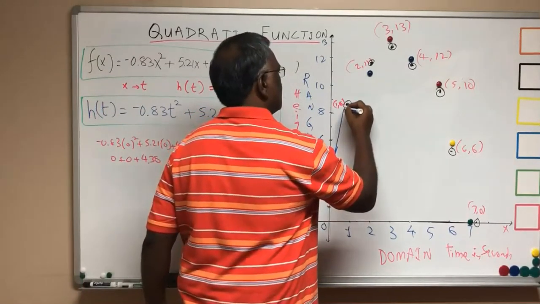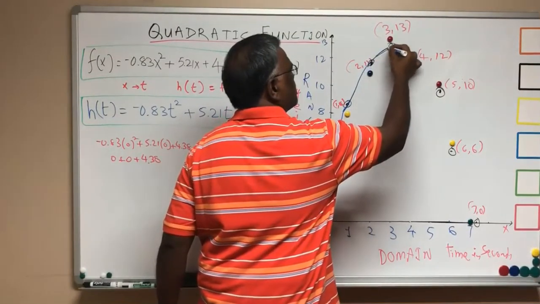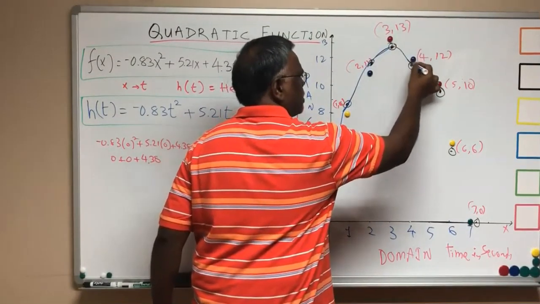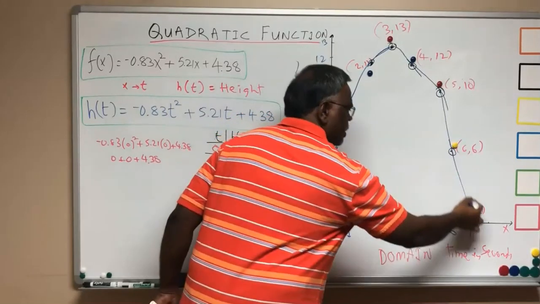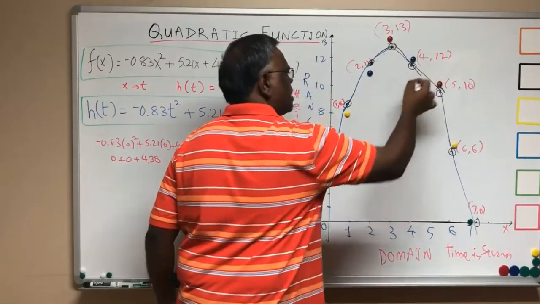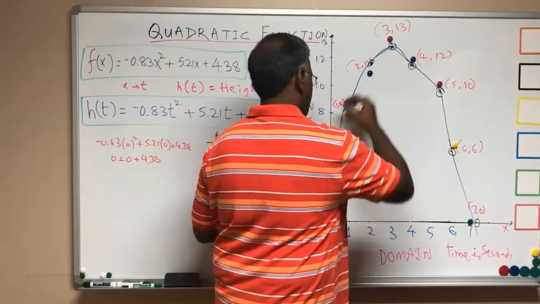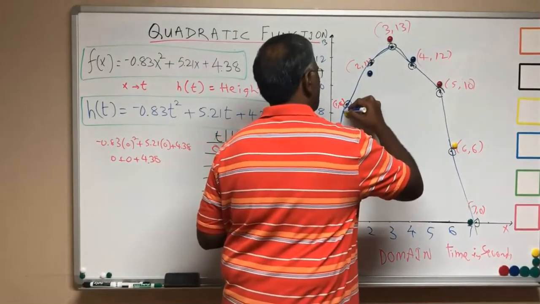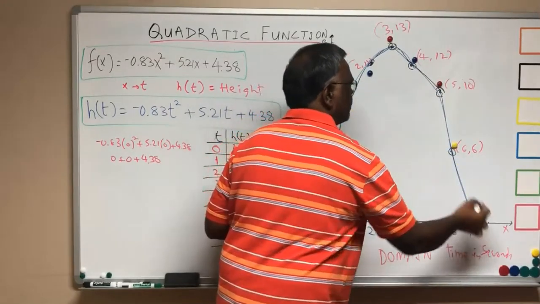It is U-shaped. You'll get a parabola. All right. So approximately I'm drawing here. By connecting all these dots, you got a graph.